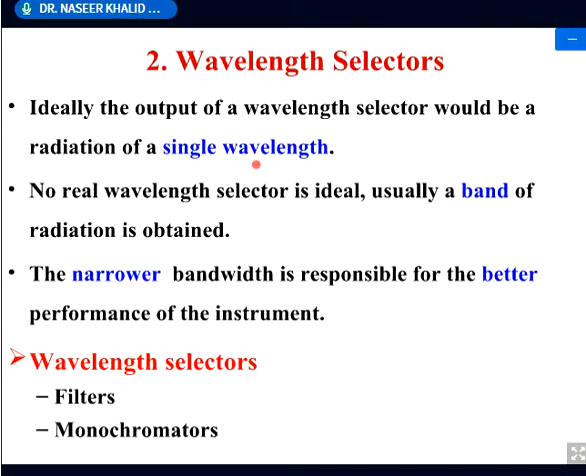Yes, ideally it should be, but in real life no wavelength selector up till now is ideal. It is not ideal. We are not getting a single radiation. We are not getting a single wavelength, but we are always observing a band. Band means it's a combination of wavelengths. But this wave band should be narrow.